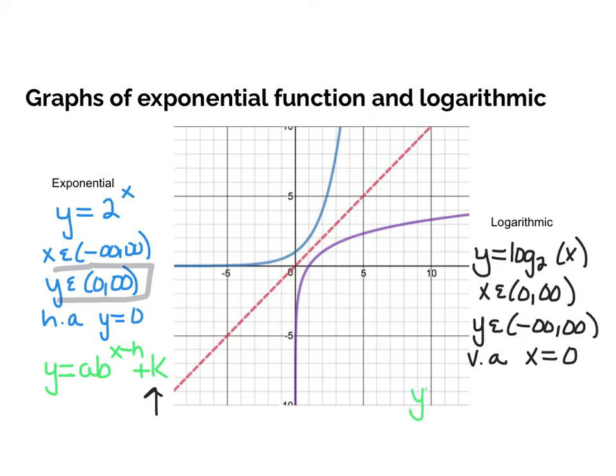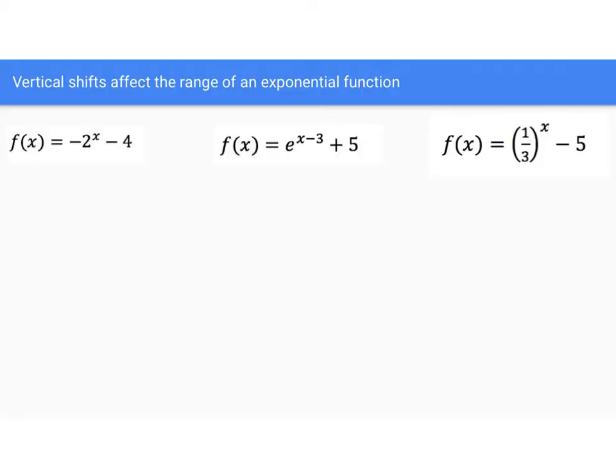Thinking about those transformations again, log base b of x minus h plus k, it's going to be the horizontal transformation here that affects the domain. Again, similarly to how the vertical shift affected the range on an exponential. So let's look at 3 examples of exponential functions, talking about what their range would be, again, going by that vertical shift.